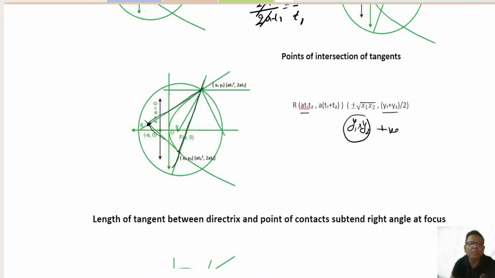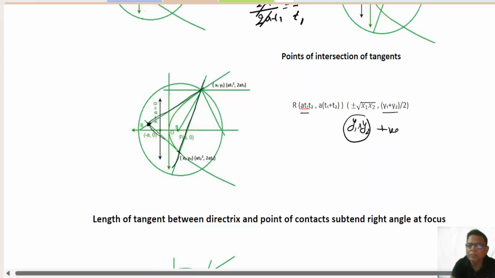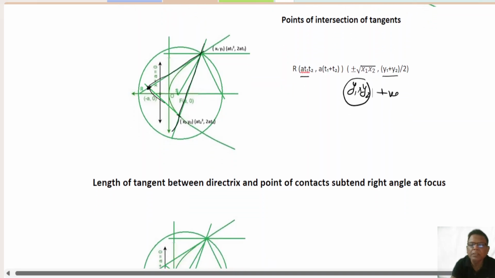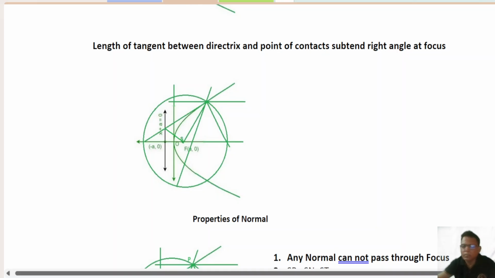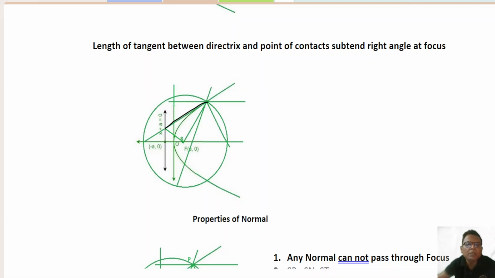And now come to the length of the tangent between the directrix and the point of contact, which subtends a right angle at the focus. So this is the length of the tangent. From there you draw a line to the focus, and this is the line. So this will be 90 degrees, and this will be 90 degrees.